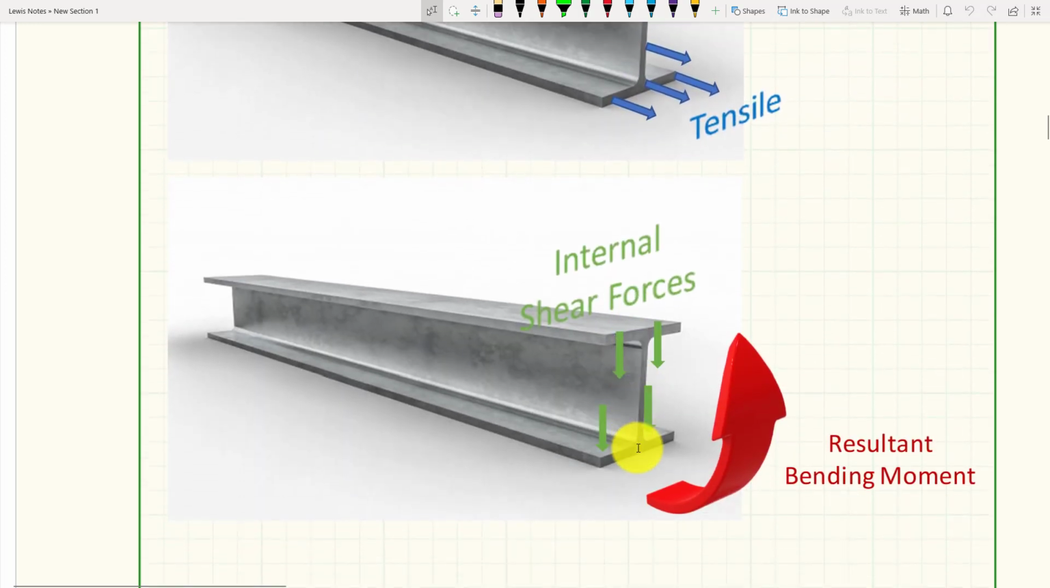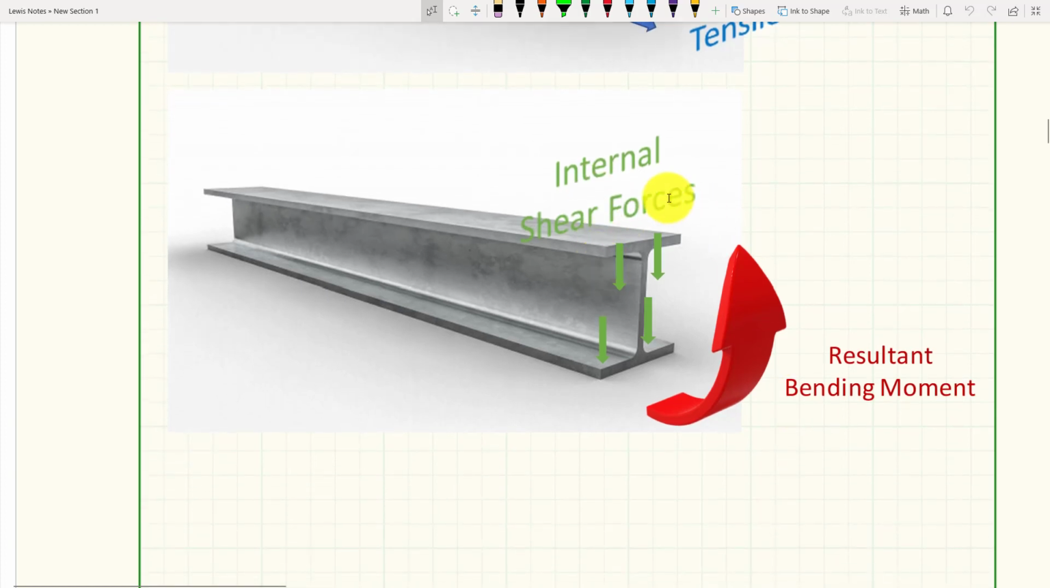Now, within that, we're going to have our internal shear forces and bending moments. You guys did beam diagrams where you did shear and bending moment diagrams. We're going to do that here in just a minute and do a quick refresher. But basically, we have shear forces that are going to act on that member, and we're also going to have a resultant bending moment about that member.